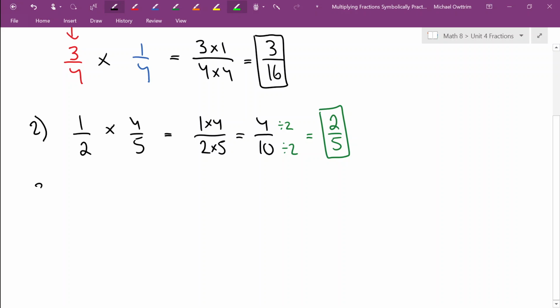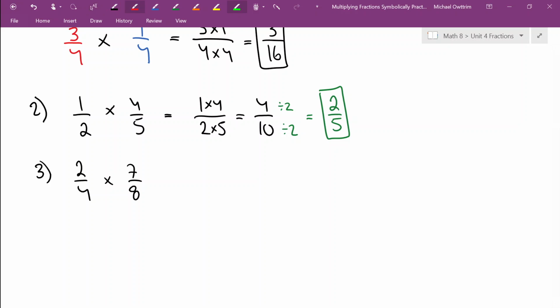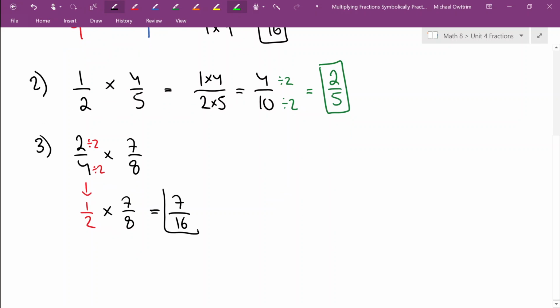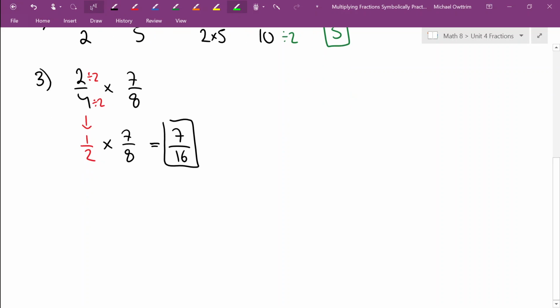Question 3 is 2/4 times 7/8. This one can simplify with the first fraction, giving us 1/2 times 7/8. 1 times 7 on top is 7, and 2 times 8 on the bottom is 16. And again, 7 is a prime number, and 16 doesn't divide by it, so that's our simplest form.